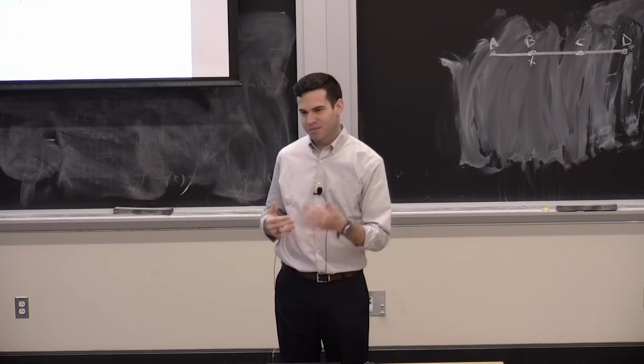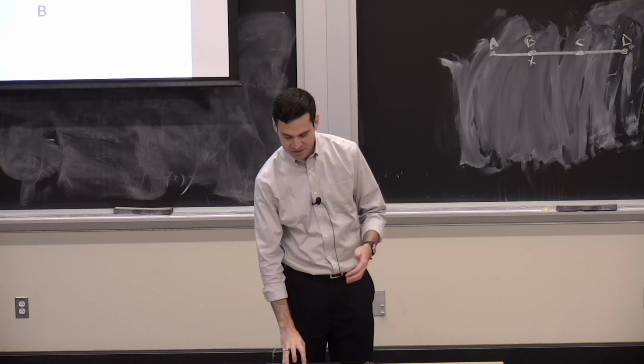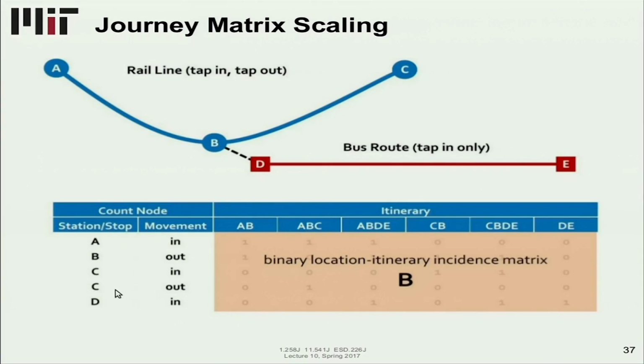Does that make sense? Because you have essentially a list of count nodes, and that list is not necessarily a complete list of places that people go through. And then you have the list of itineraries that you see, and you want to associate those. Yeah.